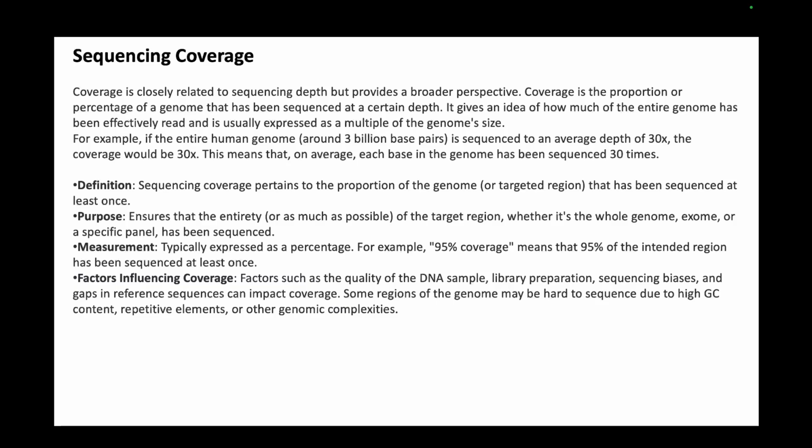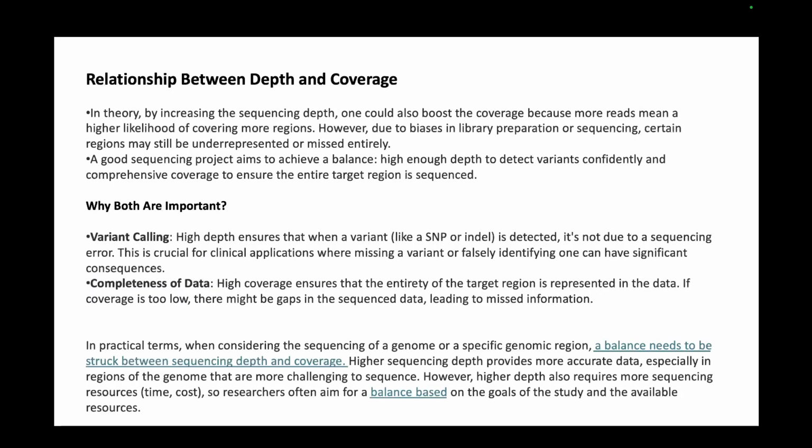So what sequencing coverage means is the proportion of the genome that has been sequenced at least once. So has all the stretch of DNA been sequenced or not? For example, 95% coverage means 95% of the intended region has been sequenced at least once. The depth of sequencing will vary from region to region of the genome, but the idea is to sequence the whole of your genome at least once. So that is what we mean by coverage. Coverage and depth are very interconnected in nature.